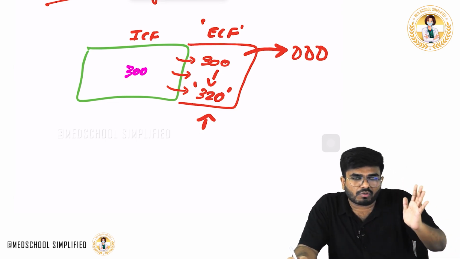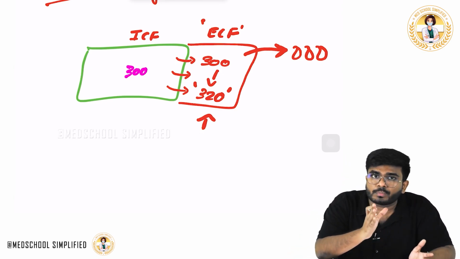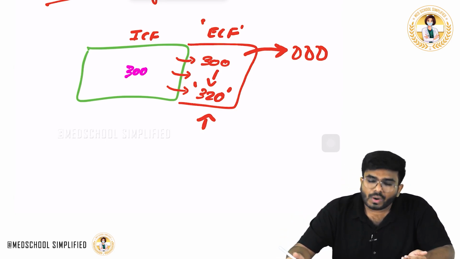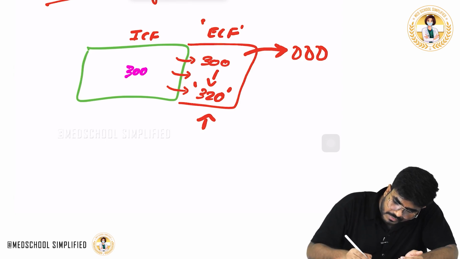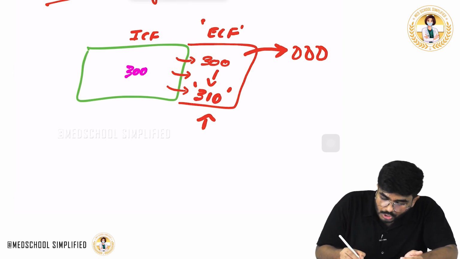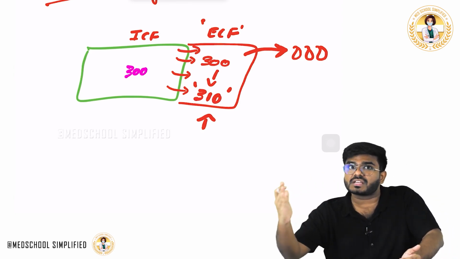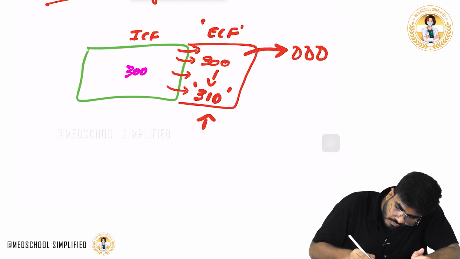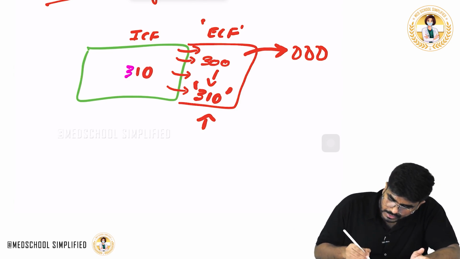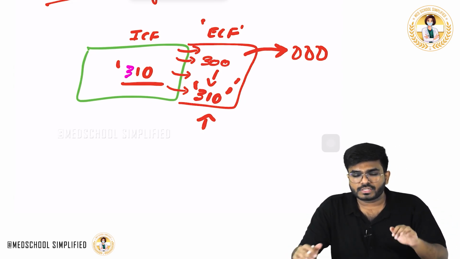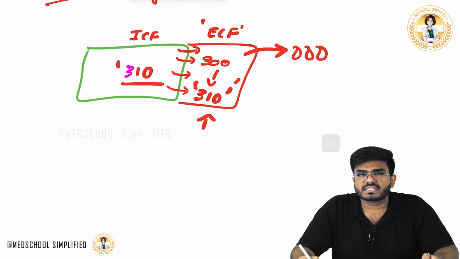Now some amount of water is going to shift. As this pure water is added, from 320 it becomes 310. As there is a loss of fluid from intracellular to extracellular, here also from 300 it becomes 310. So here it becomes 310, here it becomes 310, which means equilibration. So there is going to be a steady state now.